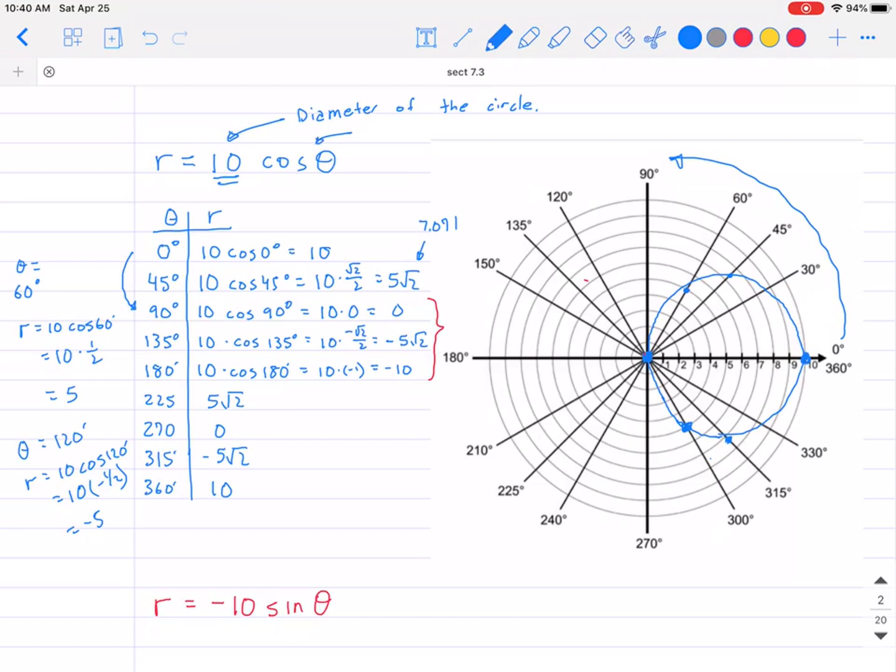The cosine is giving me the direction as to where that circle is going to go. This cosine of theta tells me it's going out in the x direction. The circle is going out in the x direction.